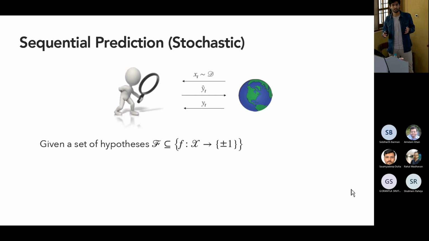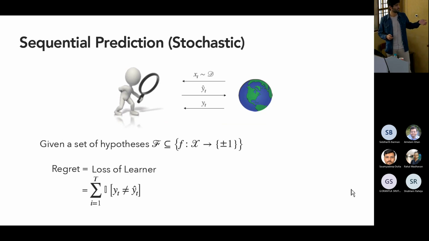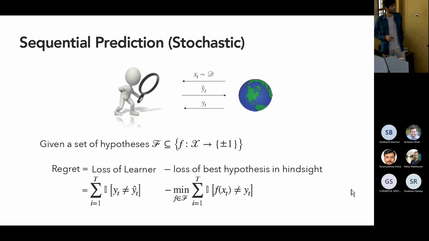What you're trying to compete against is a set of hypotheses F, which is called a hypothesis class, and we want to do as well as the best hypothesis in this class on the given data. How do we measure this? The standard notion is called regret. This is defined to be the loss of the learner, which is the number of mistakes that the learner makes on the data, which is the number of times y_t is not equal to y hat t, compared with the best hypothesis in hindsight. That is the number of mistakes the best hypothesis makes on the data, looking at x_t in hindsight, like after the data is realized. So this notion is known as regret.